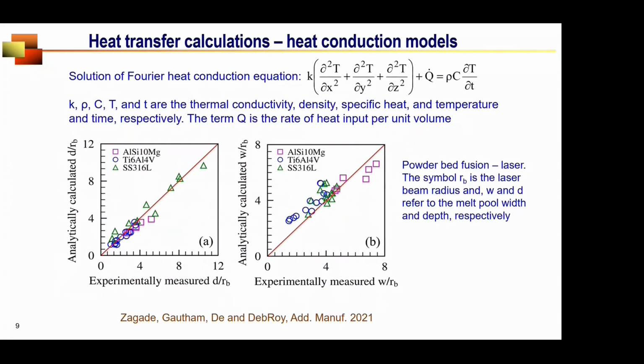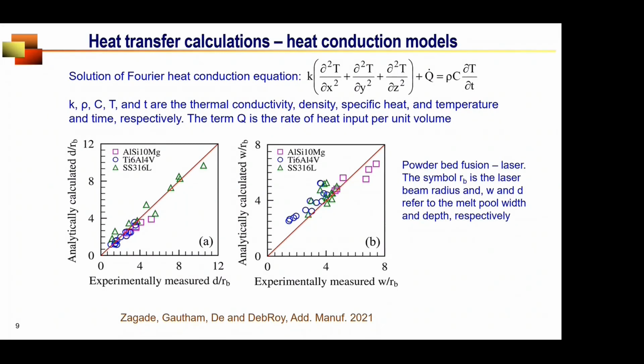And I would like to point out some results from Professor Dey's work. And this is solution of the Fourier equation that is given on top. If you solve these analytically, you can have a temperature distribution in 3 dimensions. If you take a profile of temperature at the solidus and liquidus temperatures, you have a pretty good idea of the dimensions of the fusion zone, and this is what is shown here, analytically calculated dimensions.